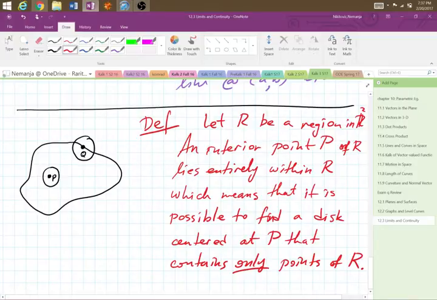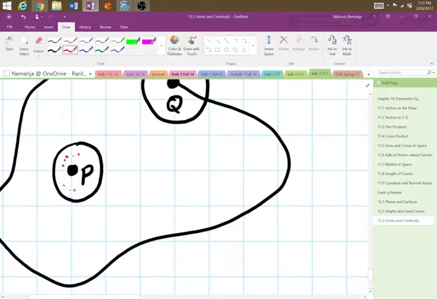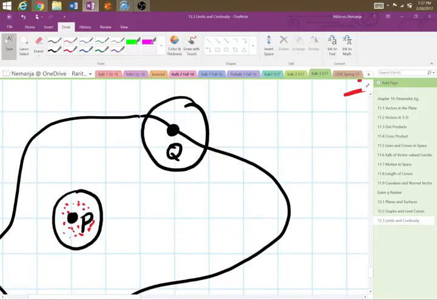So if the point is an interior point, you are able to draw a disk around that point P, and all of these other points are also in R. Now, to contrast that, look at Q. There is no way that you can draw a disk on a boundary point so that all points are in R. There's no way. So these points are going to be on the interior, and these are the exterior.